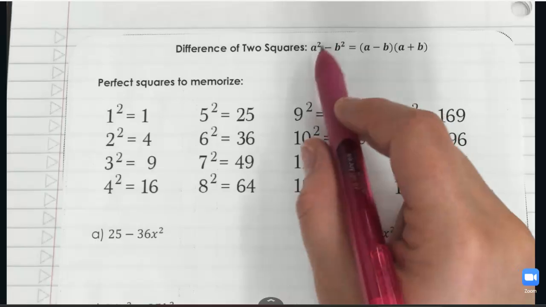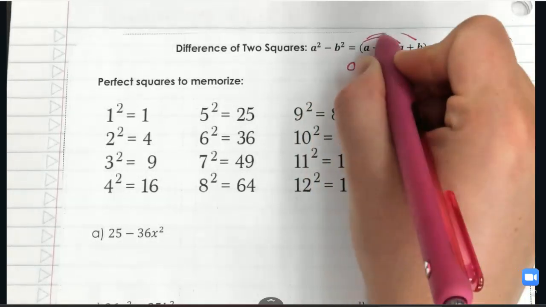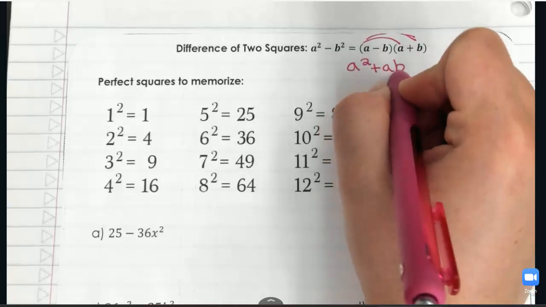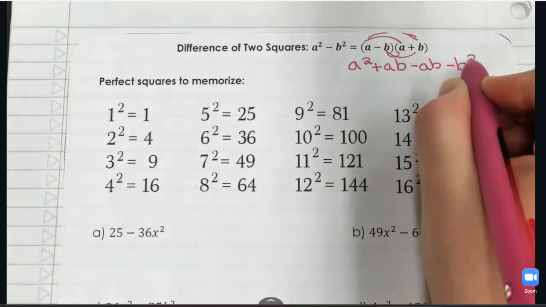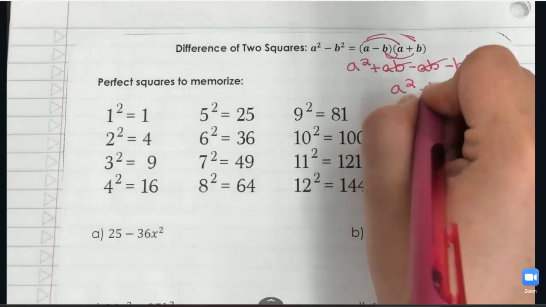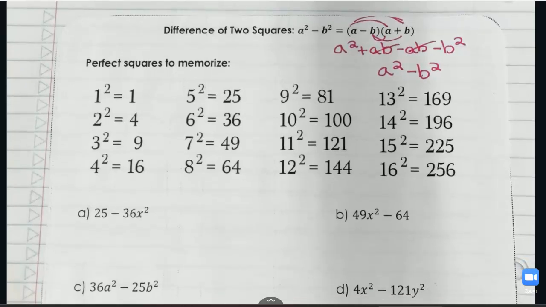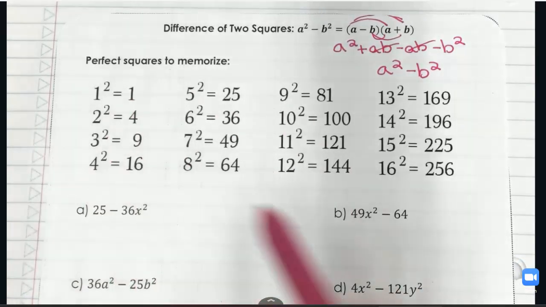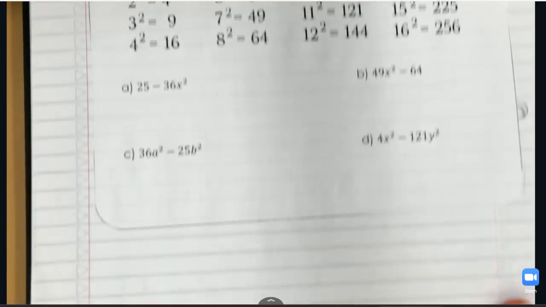And the reason that this factors into the difference of two squares is because if I were to FOIL this, I would get a squared plus ab minus ab minus b squared. What happens is that middle term cancels and you're left with a squared minus b squared. And the way to recognize when you have differences of two squares is to memorize your perfect squares. So whenever you see binomials, two terms, you want to identify, could this be a difference of two squares?